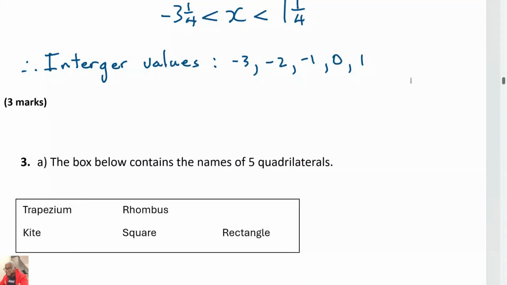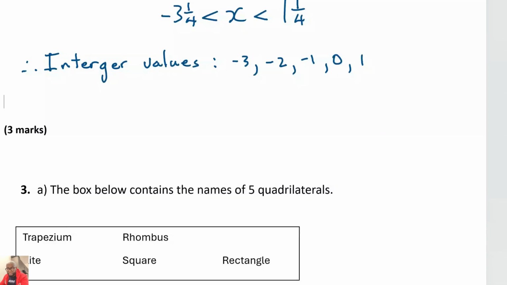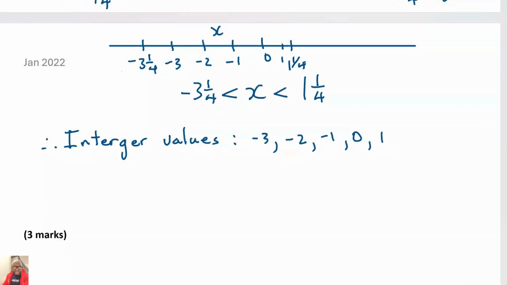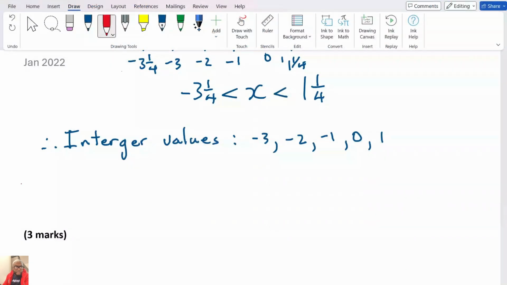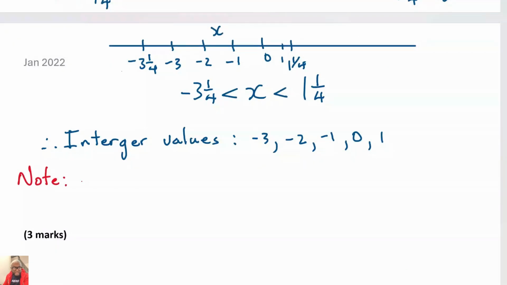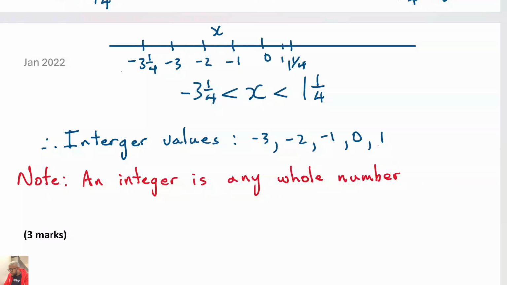I know some of you need to write, so let's write. We'll have to stop here though. I want to define what an integer is because you will see this word being thrown around, and I want to make sure you all know what an integer is, right? So note, an integer is any whole number, positive or negative. So anytime you see this word integer, you know what we're talking about, right?